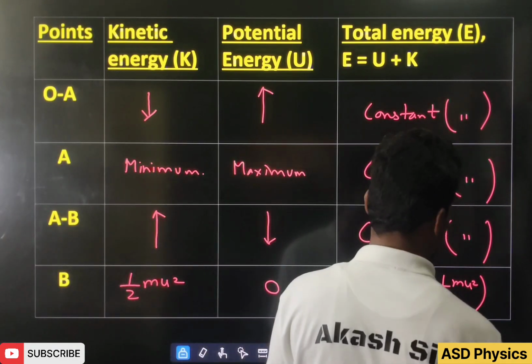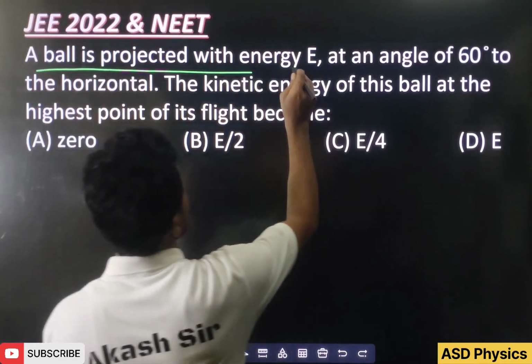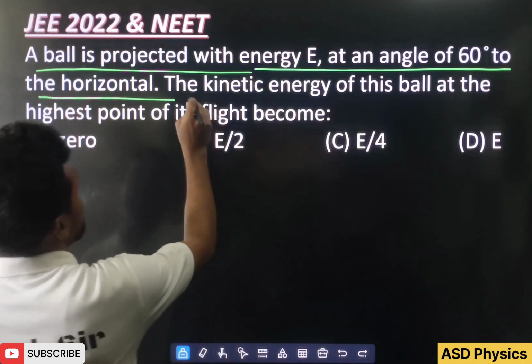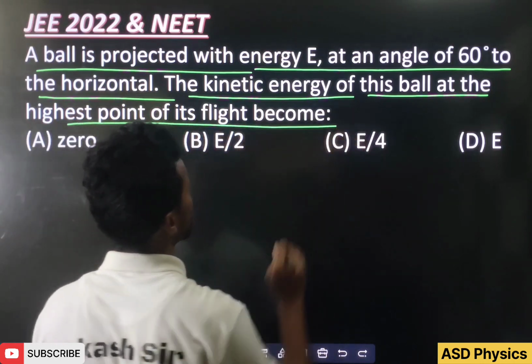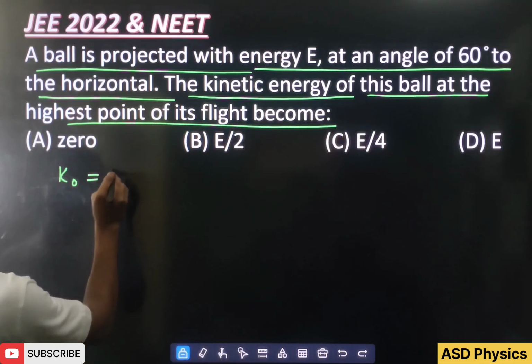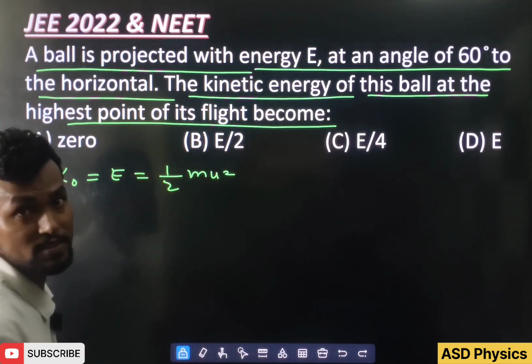Great. Now students, let's see this question. A ball is projected with energy E at an angle of 60 degrees to the horizontal. The kinetic energy of this ball at the highest point of its flight becomes how much? At the projection point, the kinetic energy is given as E, which is half mu square.